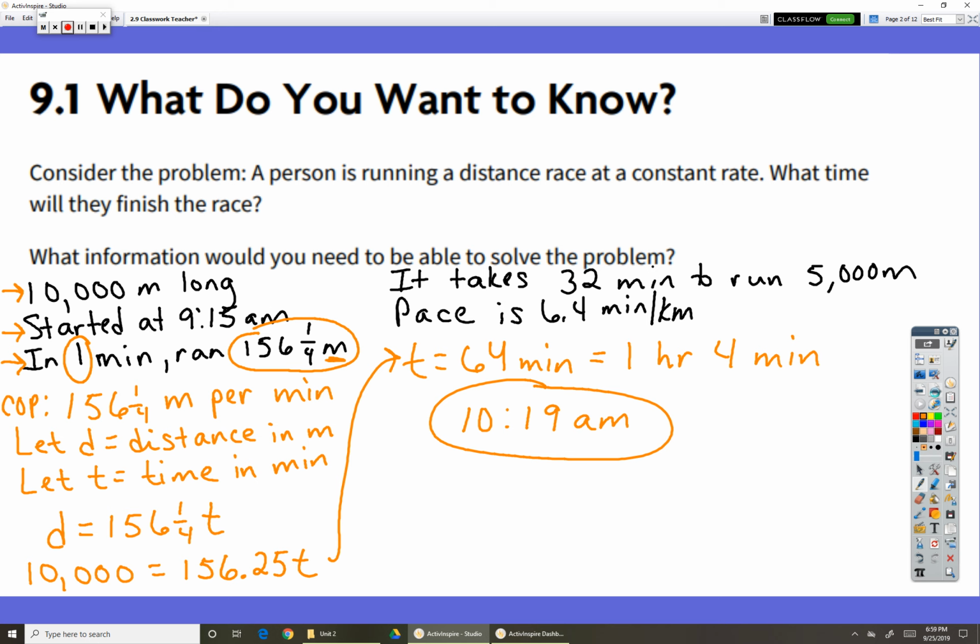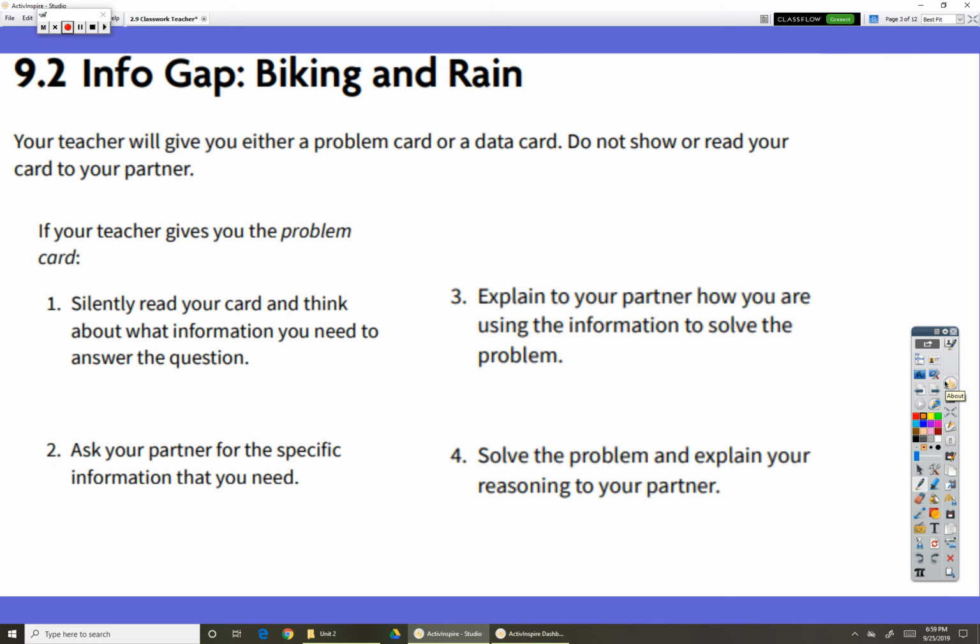All right, if you were in class, you would now be doing this activity. It's called an info gap, biking and rain. So how this works is, if you were in class, I would give you either a problem card or a data card. So you would get a problem card and your friend would get a data card, and you're not supposed to show one another your cards.